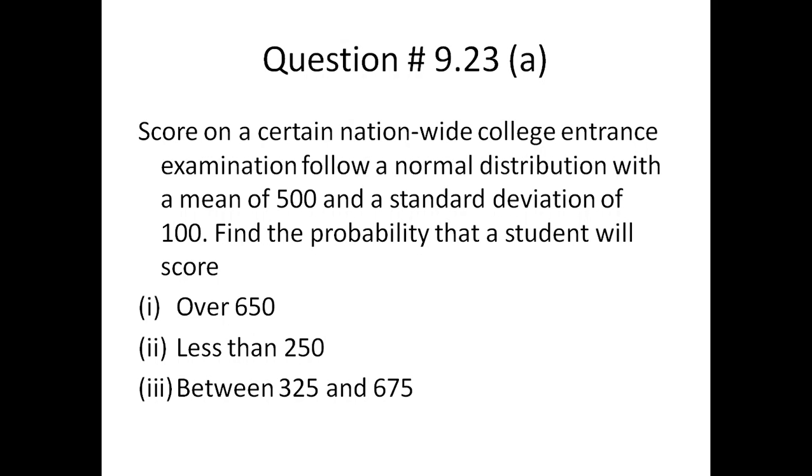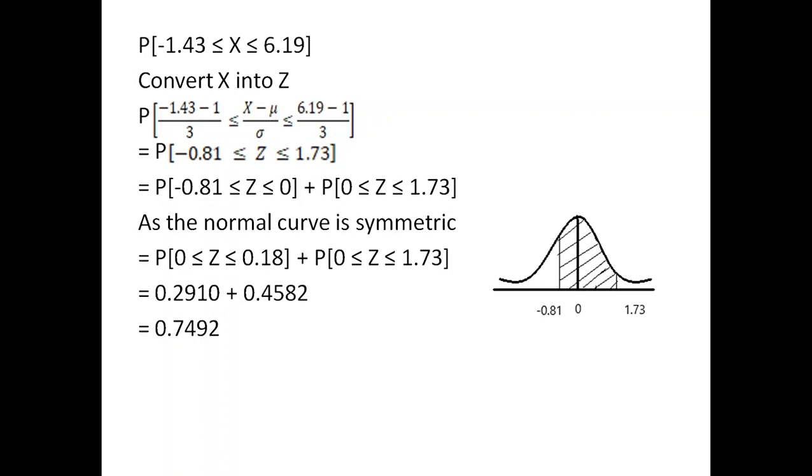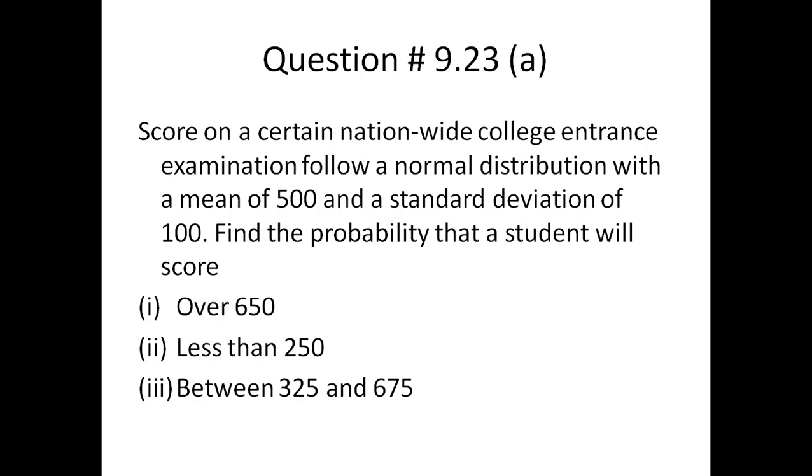So again we have another question. You will get the questions in both forms, this form and also in this word problem form. Let's see what this says. The scores on a certain nationwide college entrance examination follow a normal distribution with a mean of 500 and a standard deviation of 100. Find the probabilities that a student will score over 650, then second part says less than 250, and then between 325 and 675.